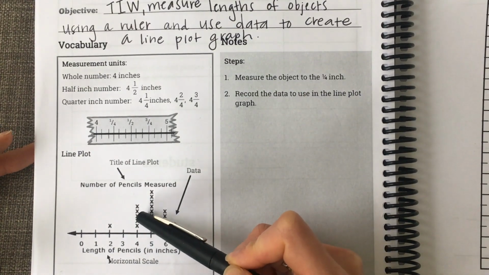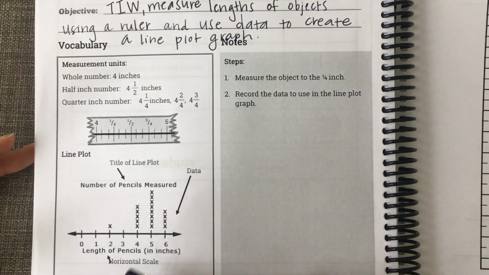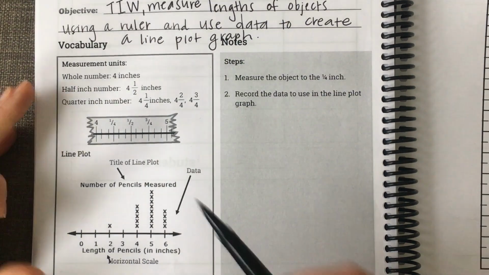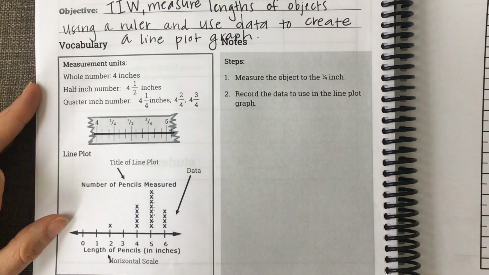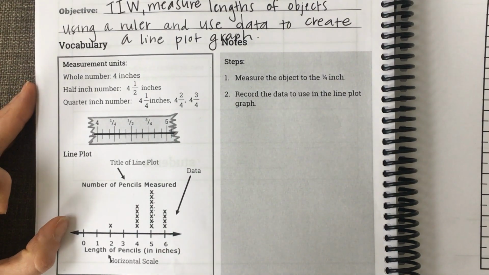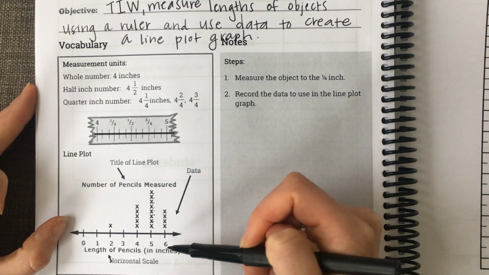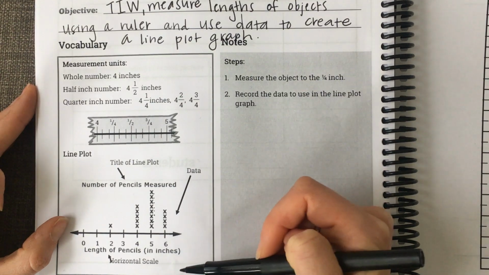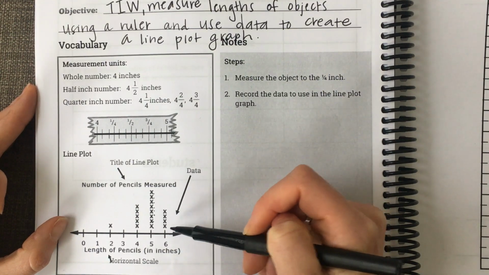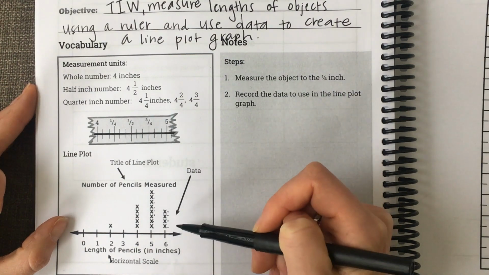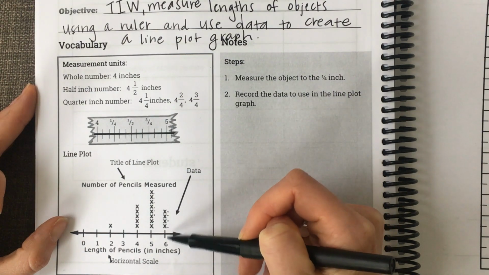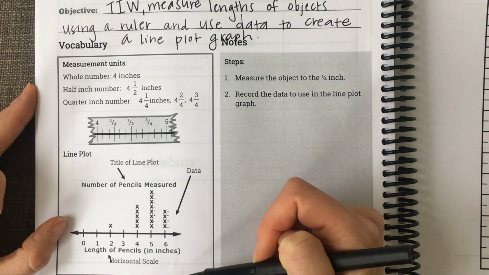There are 1, 2, 3, 4, 5 pencils that are 4 inches long. There are 1, 2, 3, 4, 5, 6, 7, 8 pencils that are 5 inches long. And I bet you can figure out how many pencils there are that measured 6 inches long. So if we look here, there are 1, 2, 3, 4 X's. That is our data. So there are 4 pencils that are 6 inches long.